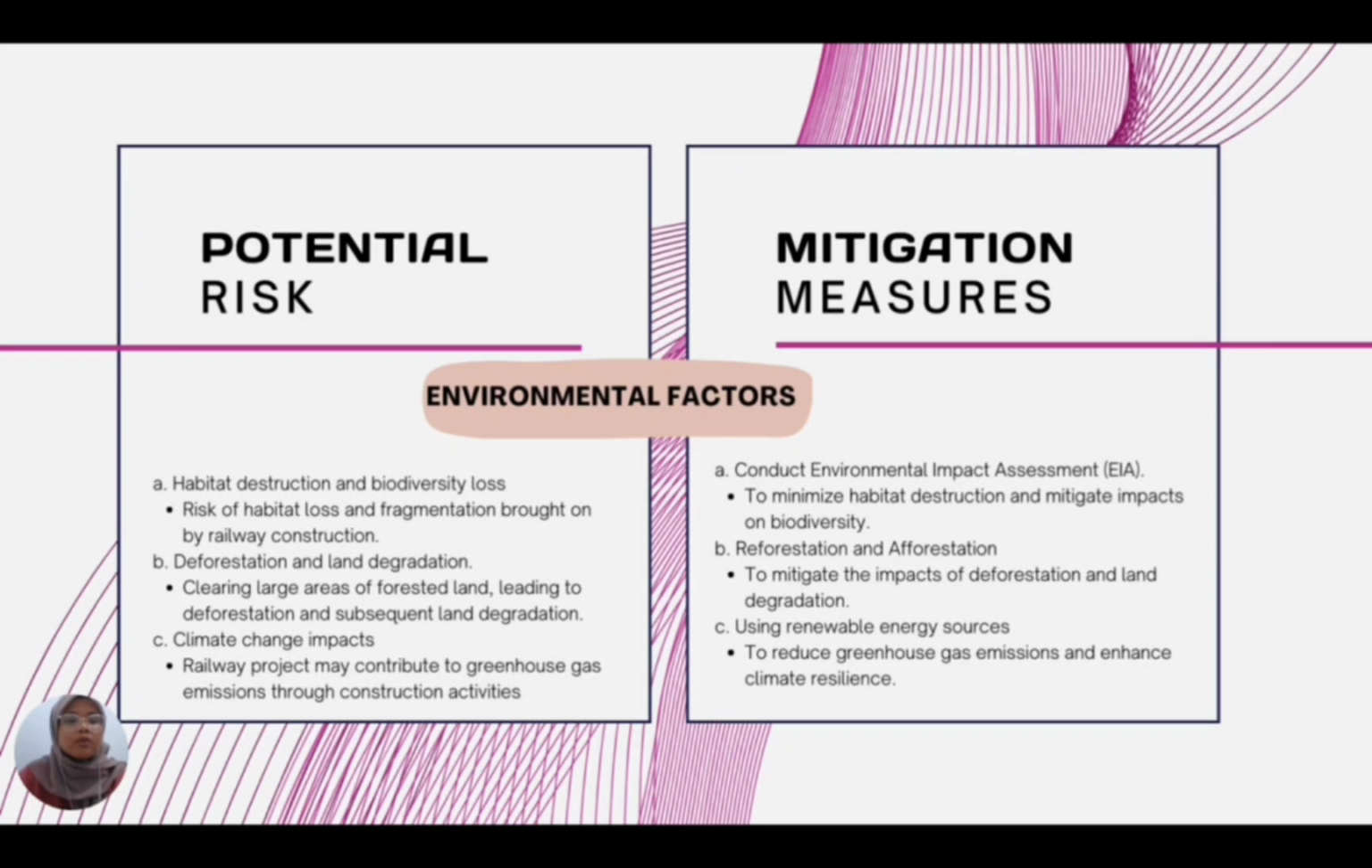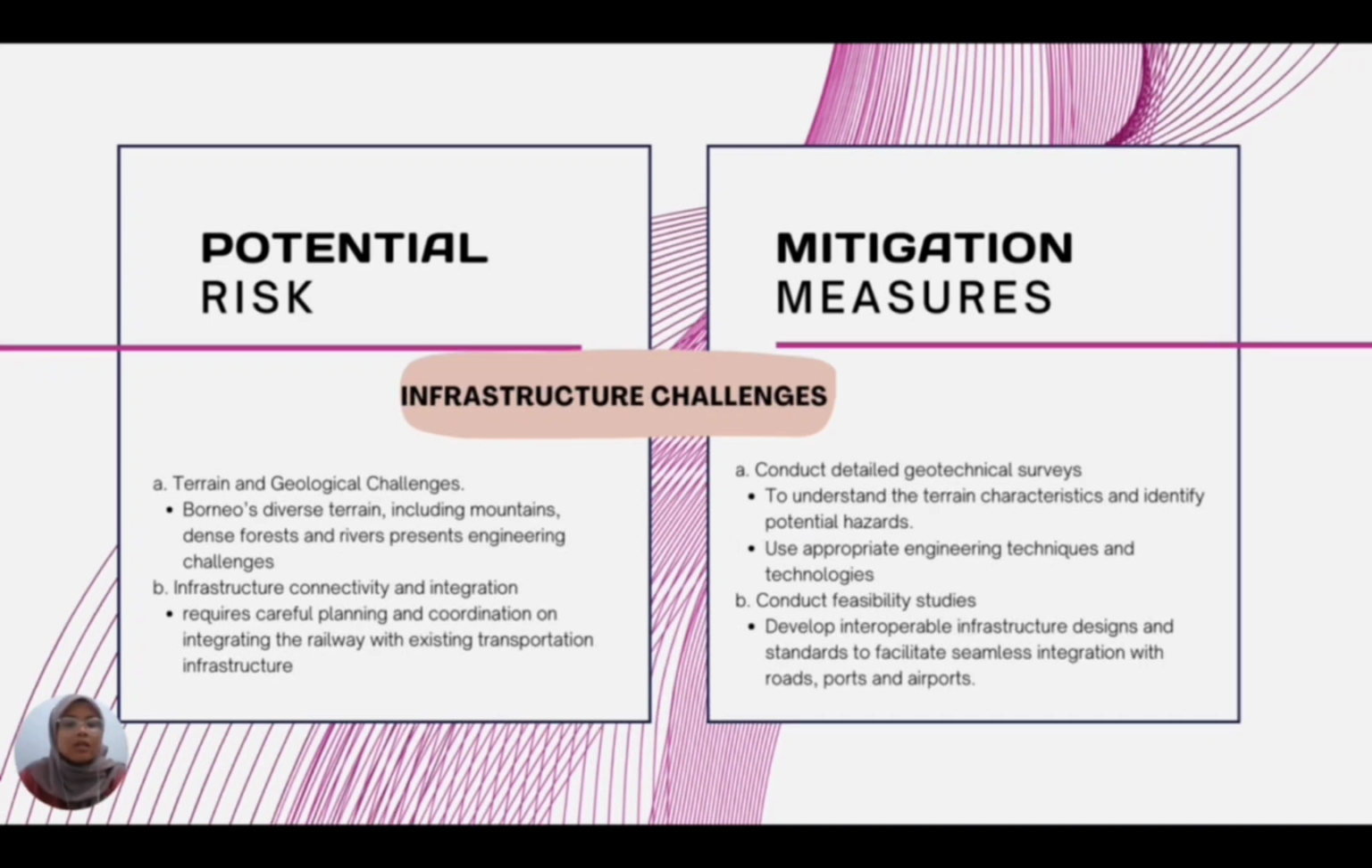The mitigation measures for these potential hazards are, first one, we can conduct an environmental impact assessment (EIA) to minimize habitat destruction and mitigate impact on biodiversity. Second, we can do reforestation and afforestation to mitigate the impact of deforestation and land degradation. Third one, we can use renewable energy sources for the railway project to reduce greenhouse gas emissions and enhance climate resilience.